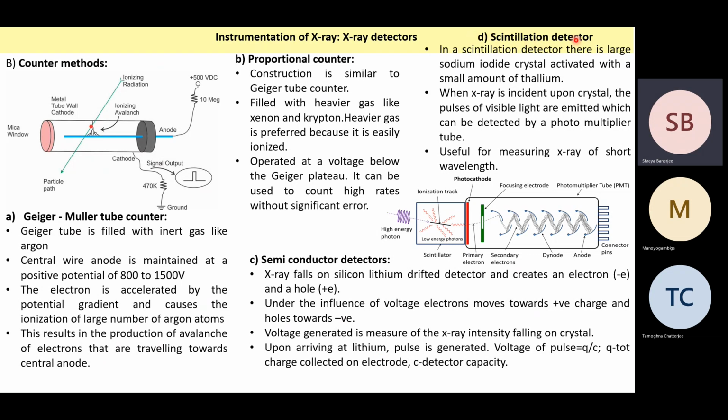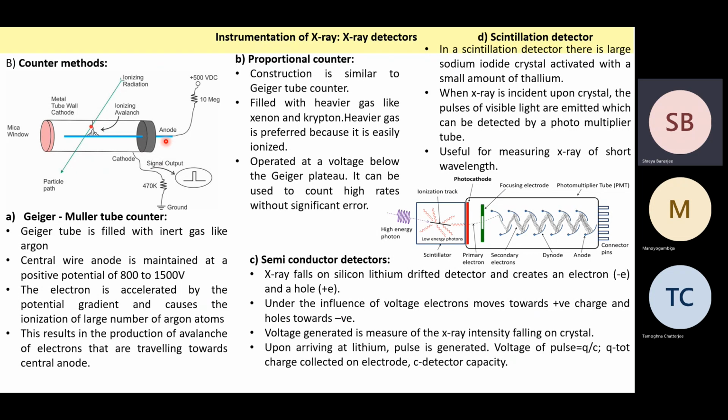The final type is called a scintillation detector. In a scintillation detector, there is a large sodium iodide crystal activated with a small amount of thallium. When X-ray is incident upon the crystal, pulses of visible light are emitted, which can be detected by a photomultiplier tube. It is useful for measuring X-rays of short wavelengths. So these are the 4 kinds of X-ray detectors by the counter method.